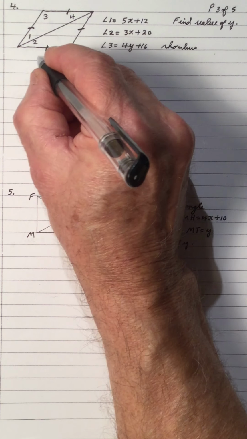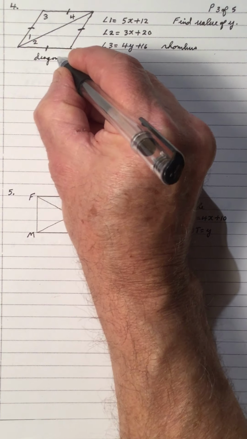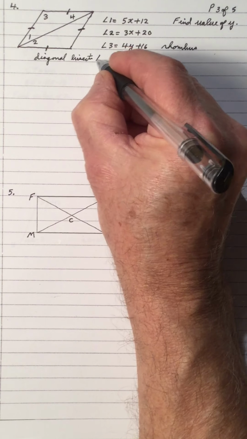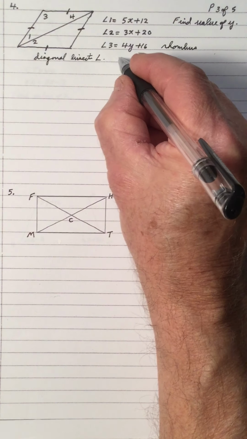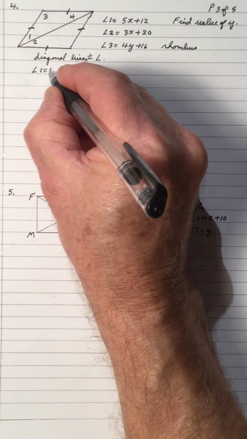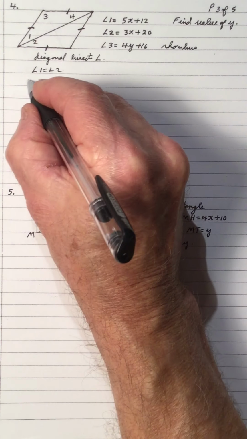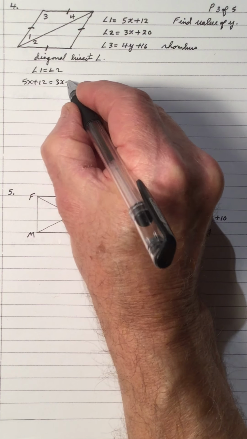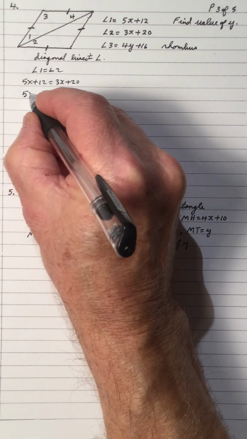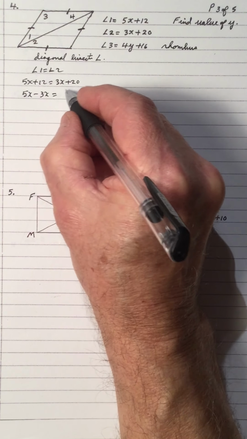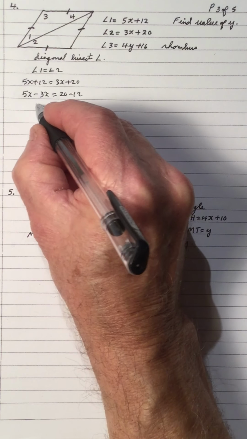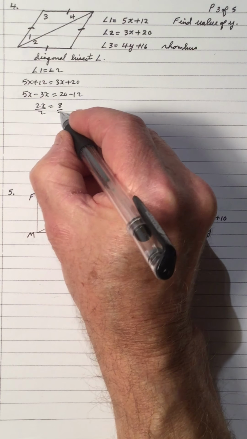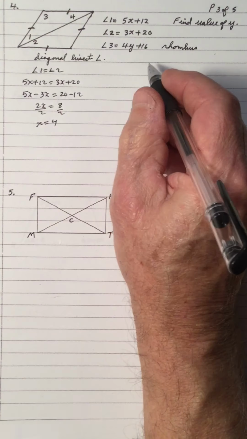But the diagonal of a rhombus, the diagonal bisects the angle. So if the diagonal bisects the angle, that means that angle 1 is equal to angle 2. So if the measure of 1 is 5x plus 12, the measure of 2 is 3x plus 20. So we solve that out. Move the x's to the left. Move the numbers to the right. 2x is equal to 8. Divide by 2. X is equal to 4.